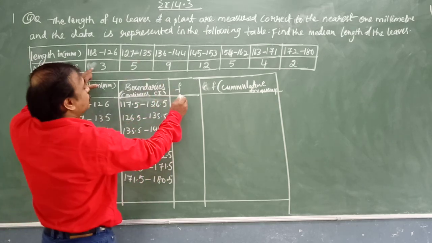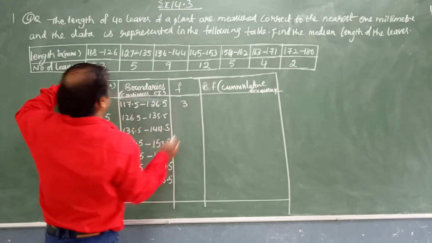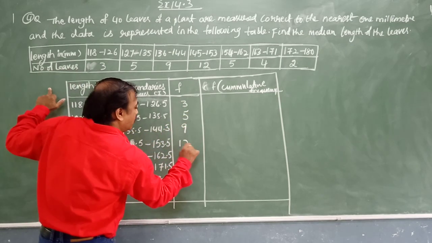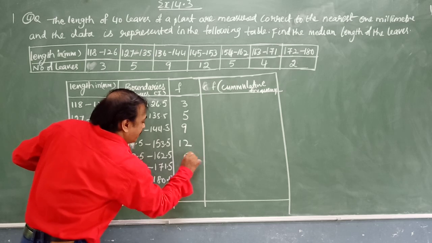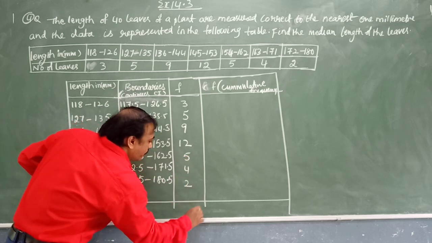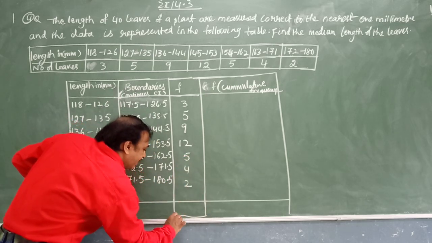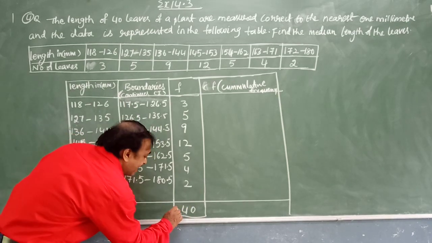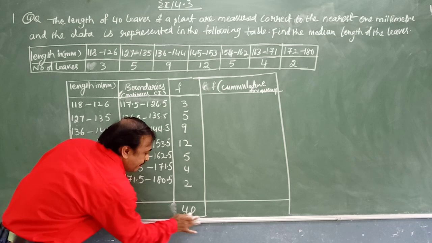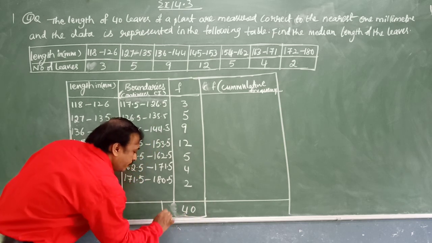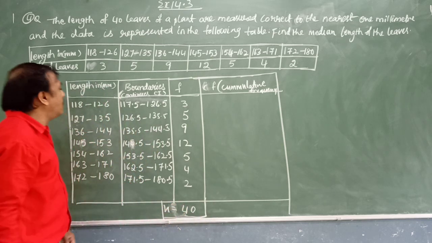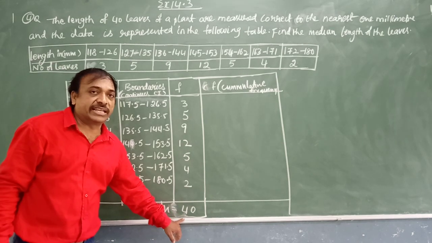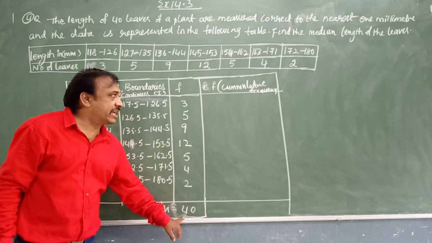Now the frequencies given in the question are 3, then 5, then 9, 12, 5, 4, 2. Total frequency is given as 40. This is the n value. We write n is equal to 40.